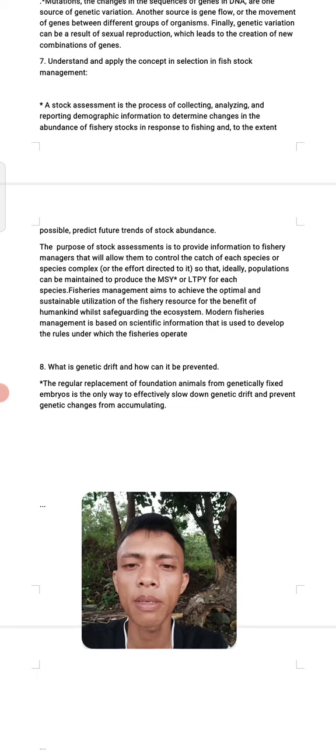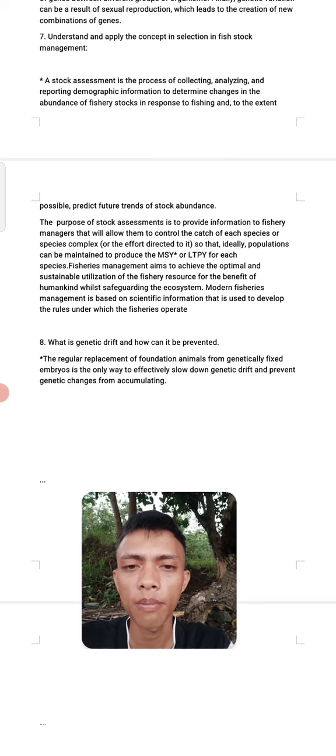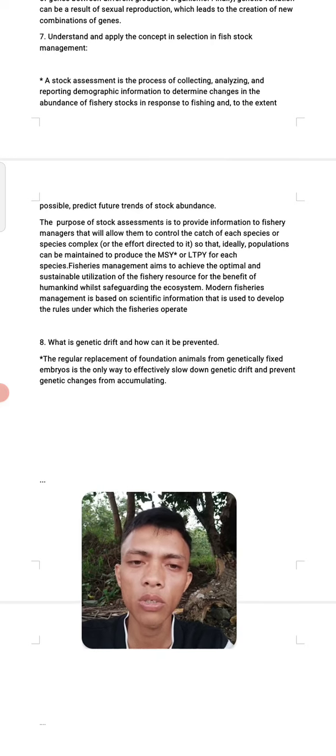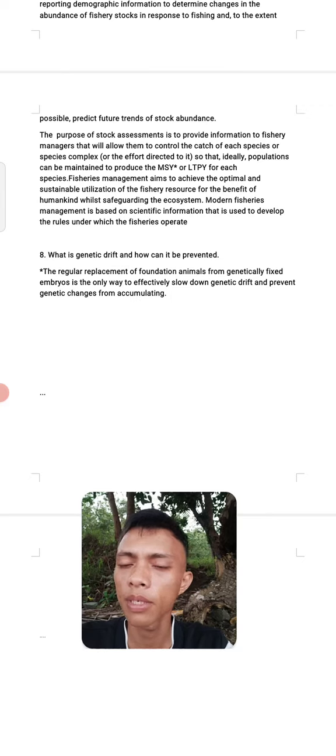Fisheries management aims to achieve the optimal and sustainable utilization of fisheries resources for the benefit of humankind whilst safeguarding the ecosystem. Modern fisheries management is based on scientific information that is used to develop rules under which the fisheries operate.